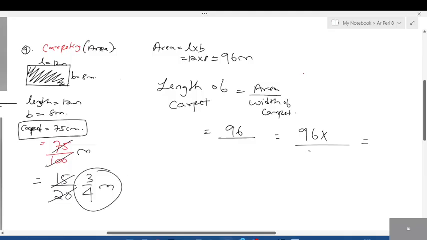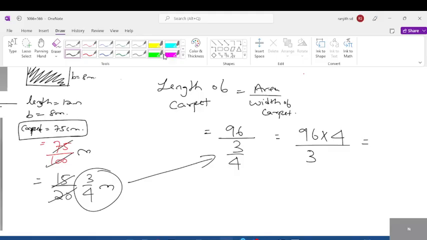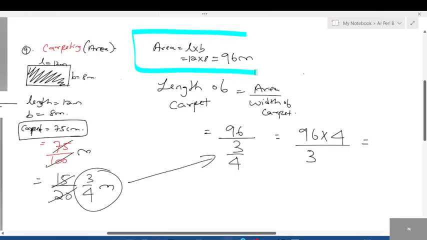Now what should I write here? 3 by 4. 3 will remain as it is. 4 will get multiplied to the numerator. So this is how you are supposed to write. Whenever carpet is given, find area. Whenever fencing is given, find perimeter. That's the difference you have to understand. See, we found area. Then there is extra formula. Length of carpet. That's it. Once you get this, just multiply with cost. You'll get the answer.